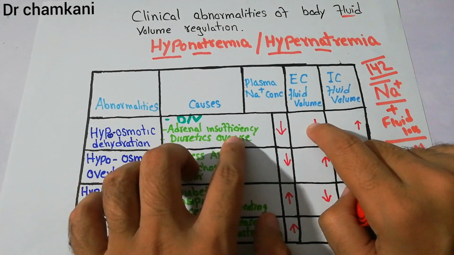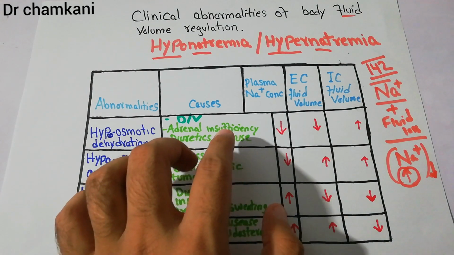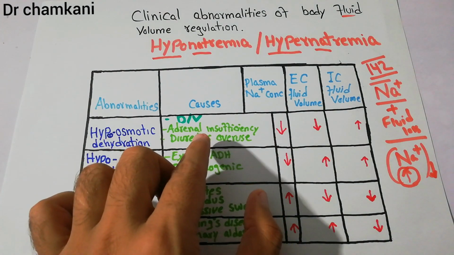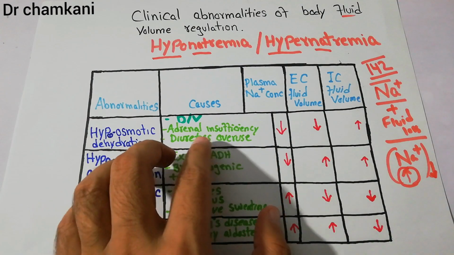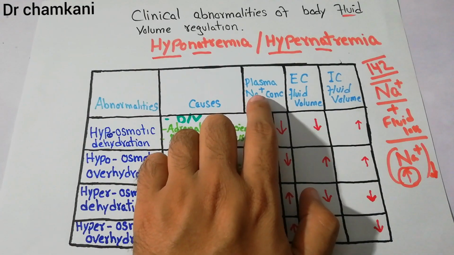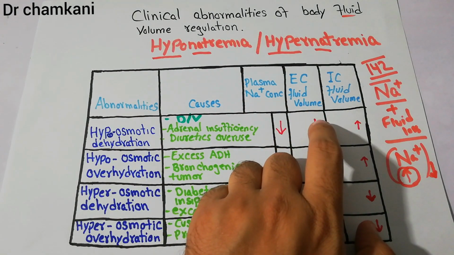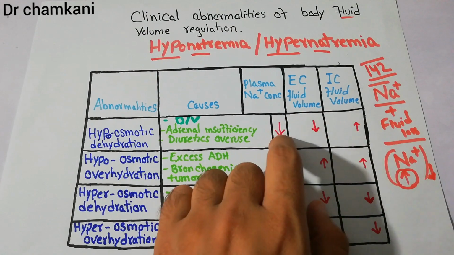Similarly, diuretics are used for the treatment of edema or heart failure, but if they are overused or in case of poisoning, there is decreased absorption of sodium in the kidneys, so a lot of sodium is lost in the urine, and a lot of fluid is also lost in the urine. So there is decreased fluid and decreased sodium.